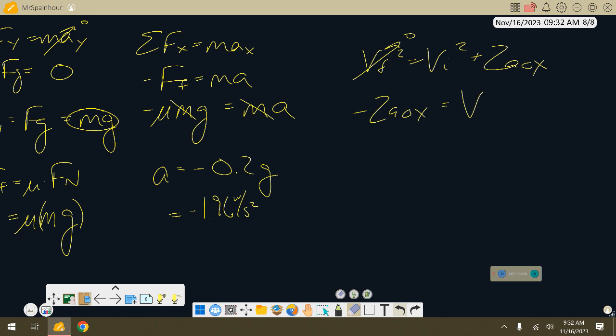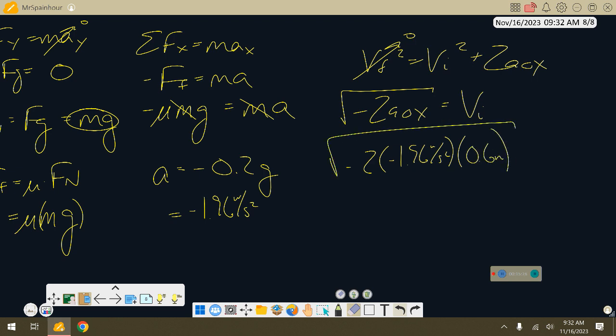Those look like 2's. And then I'm going to square root both sides to get rid of that, which looks bad because there's a negative under a square root, but what saves us is the negative on the acceleration. So we plug this in: negative 2 times negative 1.96 meters per second squared times 0.6 meters. I square root the whole thing. 2 times 1.96 is roughly 4, times 0.6 would be 2.4. Square root it, you're going to end up with probably 1.4-ish.